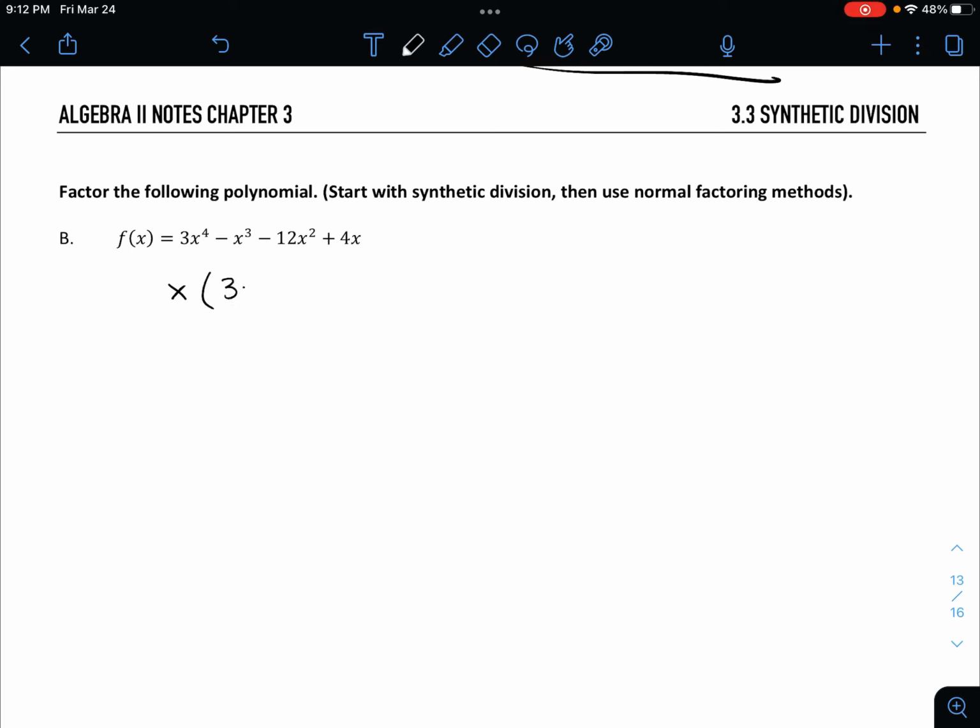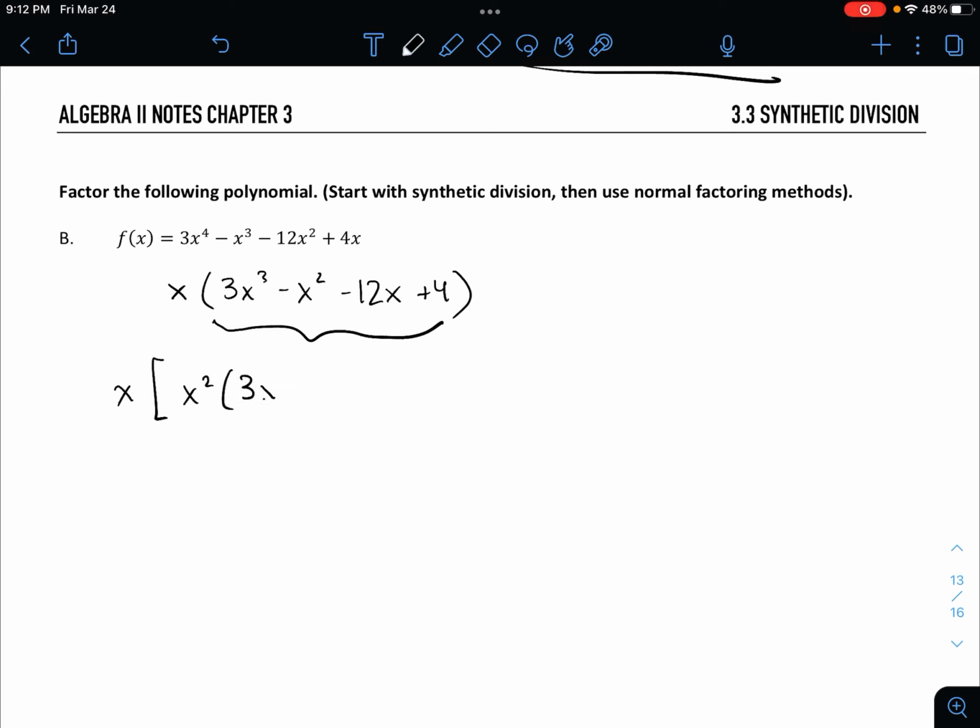So if I factor out an x, that's going to give me 3x cubed minus x squared minus 12x plus 4. And now when I look at this, I do see that I can factor by grouping. So I've still got the x out in front. And now if I look at the first 2 terms, I see that I can take out an x squared from this term and this term. And that's going to leave me with 3x minus 1, right?